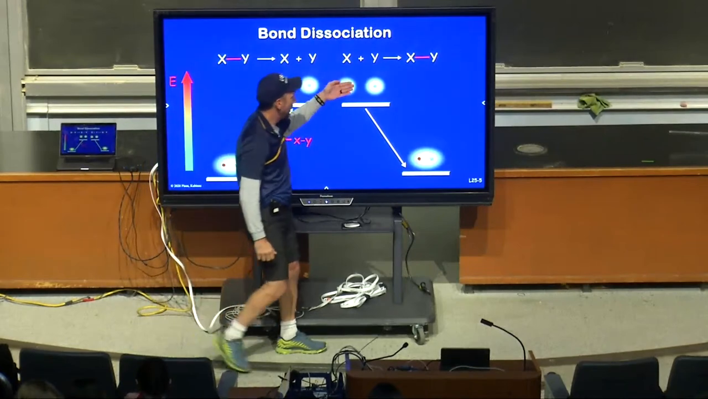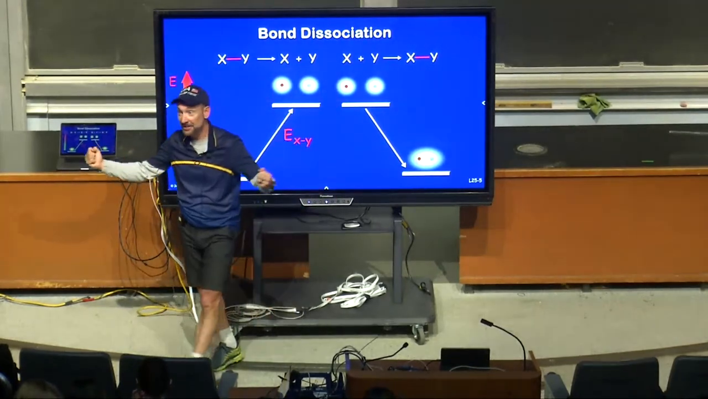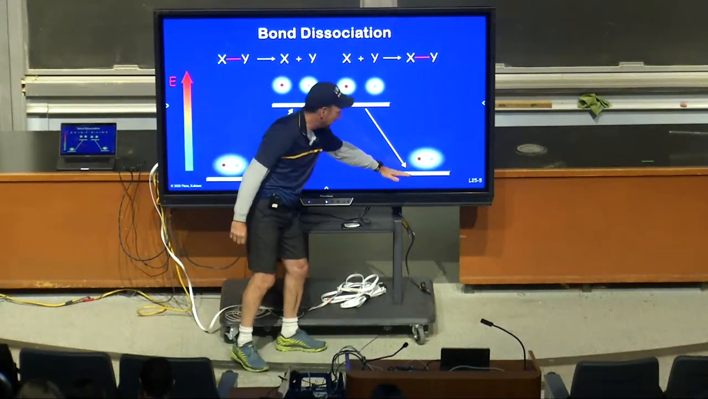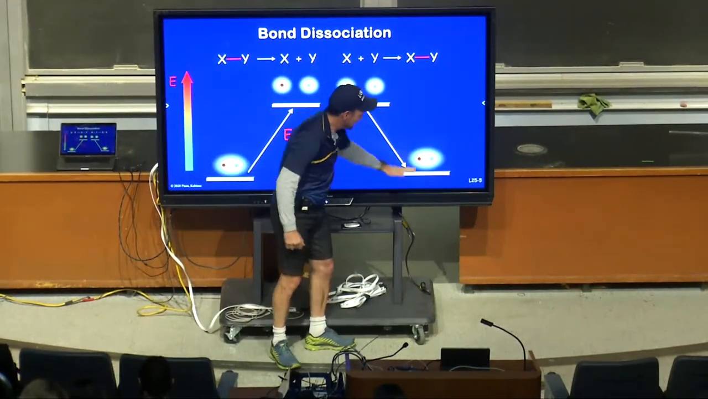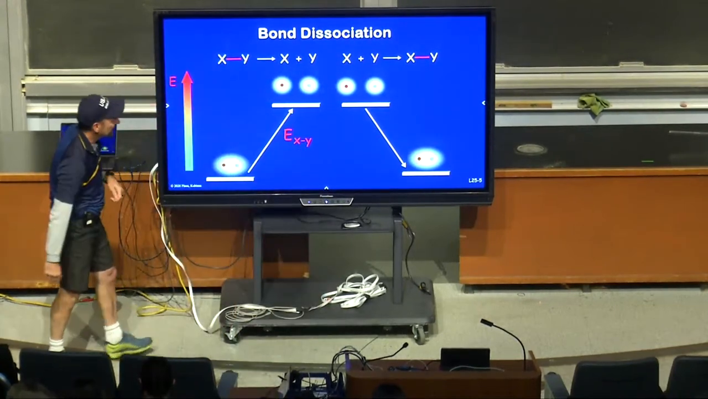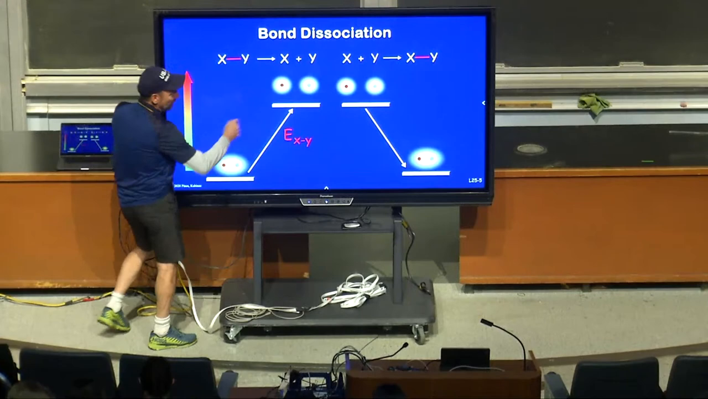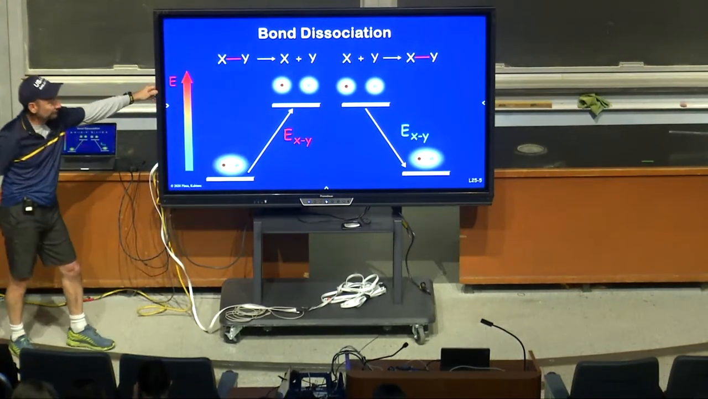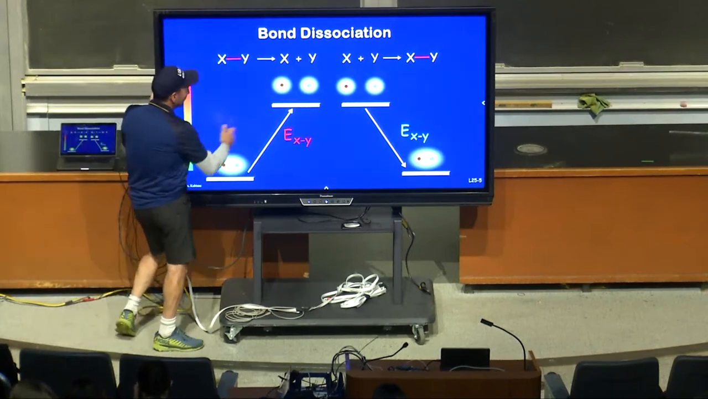And then when I form the bond, energy is released. So going downhill, we're in a potential well of free energy in this case, where the bond is the more stable interaction between those two. So that's not very surprising.